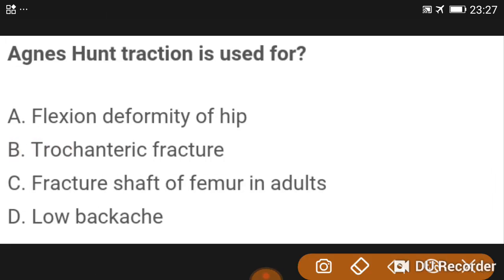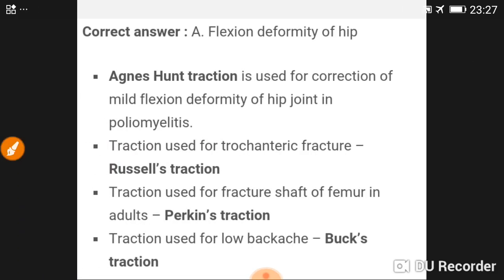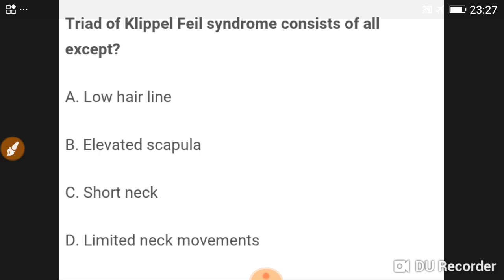Agnes Hunt traction is used for flexion deformity of the hip. See, the traction used for trochanteric fracture is Russell traction. Traction for fracture shaft of femur in adults is Perkins traction, femur F, Perkins traction. Traction used for low back is Buck's traction. Remember.